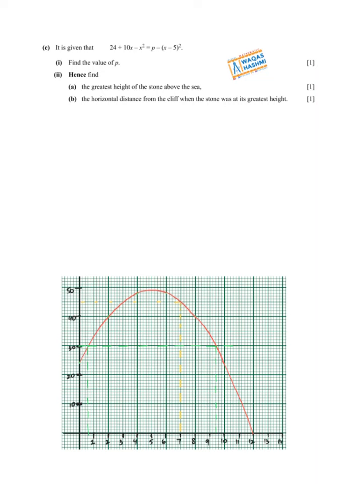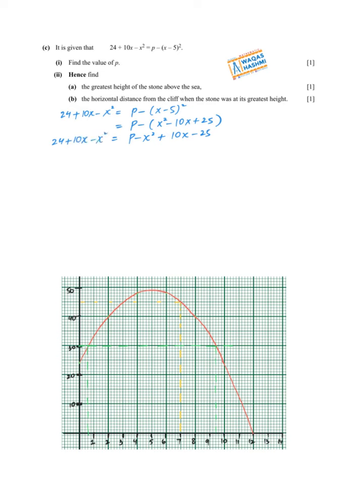After that, part C, part 1, it says that 24 plus 10x minus x square is equal to p minus (x minus 5) whole square. You need to find out the value of p. So on my right side I will do the expansion. P minus, it is an identity, a square minus 2ab plus b square. If I expand the bracket, it will be p minus x square plus 10x minus 25, which is equal to 24 plus 10x minus x square.